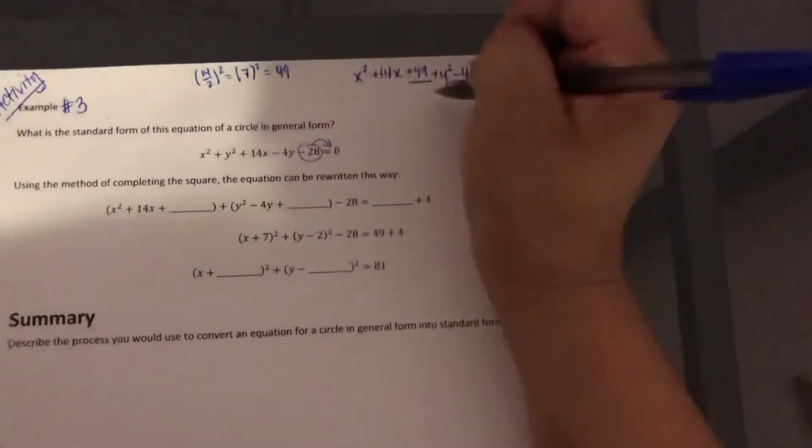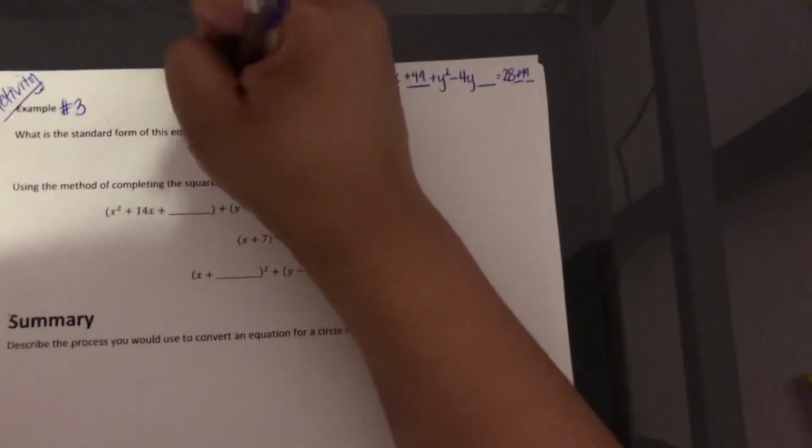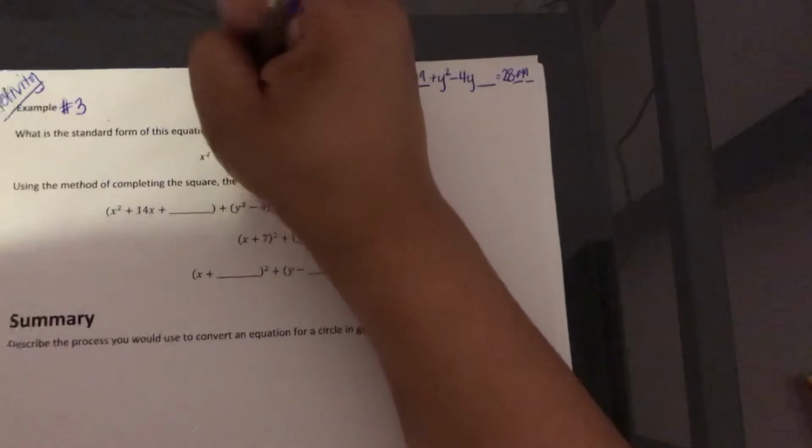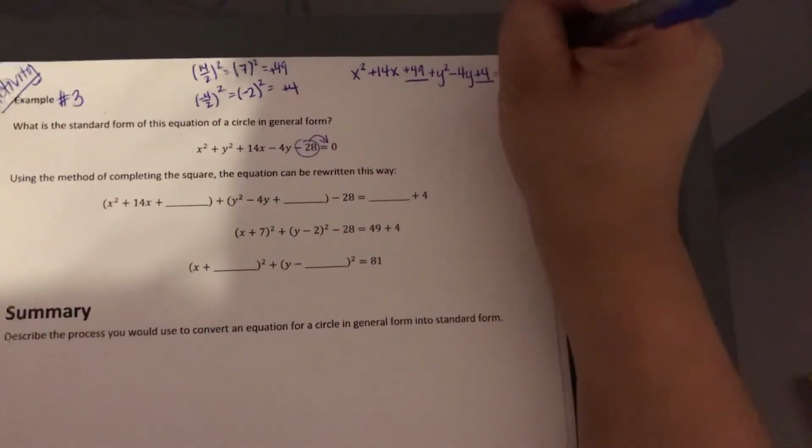Okay, next I'm going to do the next number. So that's negative 4. Half of negative 4 is negative 2. I'm going to square it, and when I square it, I get plus 4. If you haven't noticed by now, you're going to get a positive every time. So you're always going to be adding to it. Okay, so it's going to be plus 4.